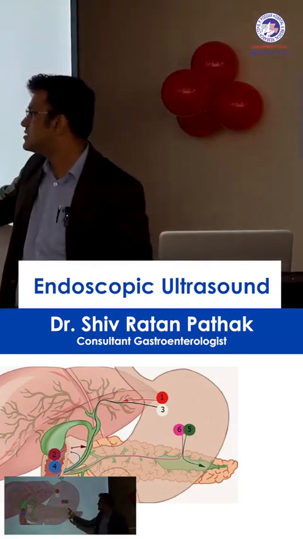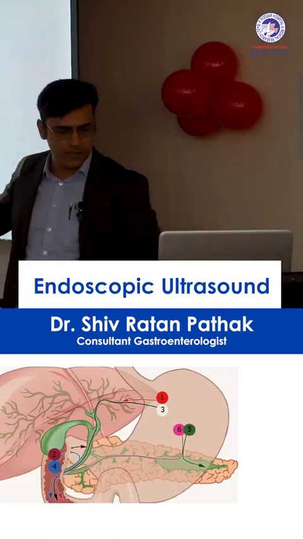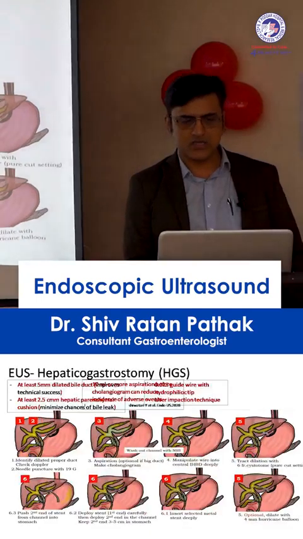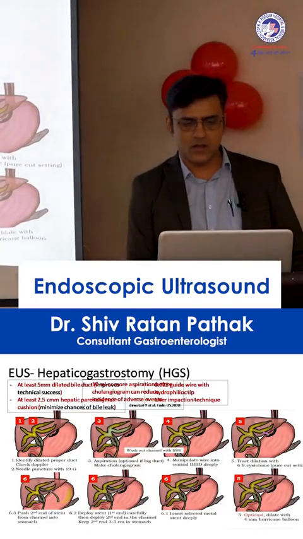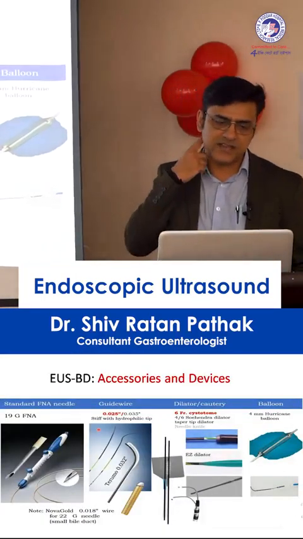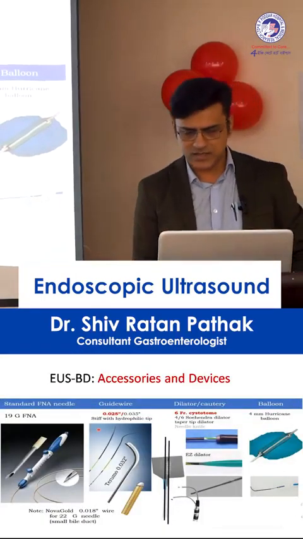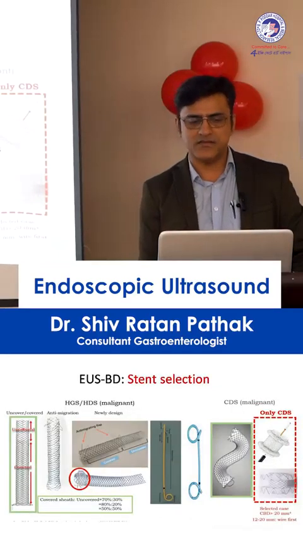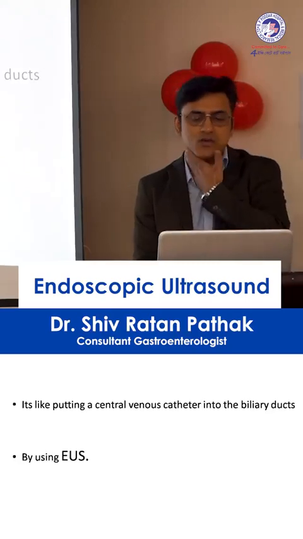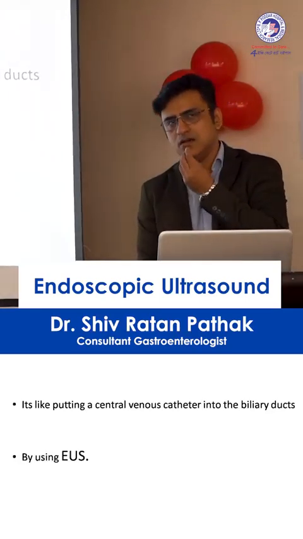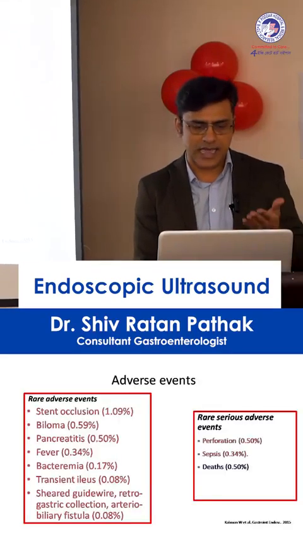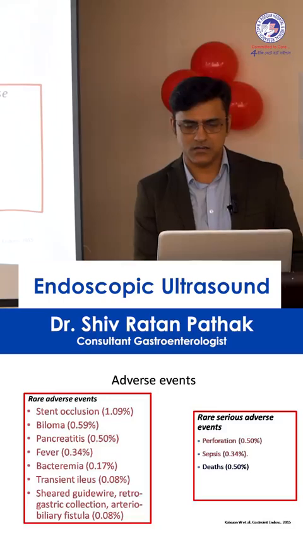And we can even assess any kind of cyst in the pancreatic system. So EUS antegrade stenting, EUS hepaticogastrostomy, or rendezvous methods. These are the accessories and devices we use to drain our systems, and these are the stents we use to put in there. It's like putting a central venous catheter into our biliary ducts. Obviously, the stents and the calibers change. Some adverse events can occur with any of these procedures.